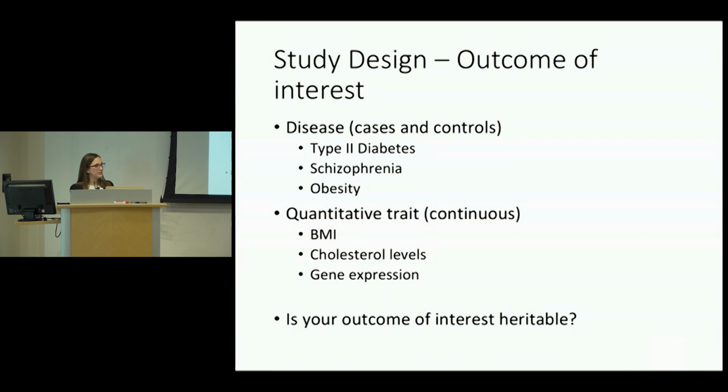So the first thing you have to do when you want to do a genome-wide association study is to identify your outcome of interest. What are you interested in studying? Are you going to use a disease trait? So cases and controls, like type 2 diabetes cases versus controls, schizophrenia cases and controls, or obesity, yes or no? Or you're going to look at a quantitative trait, like BMI, your cholesterol levels, and gene expression.